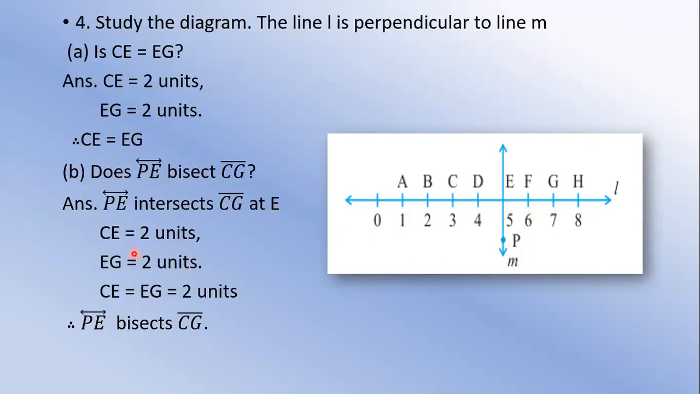And what is the measure of CE? We have already got CE as 2 units and also EG as 2 units. The measures of CE and EG are the same. So we can say that line PE bisects CG. The total measure of CG is 4 units, and PE divides it into two equal parts, that is CE and EG. So we can say that line PE is the perpendicular bisector of CG.